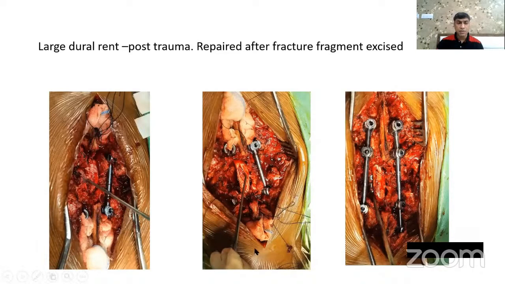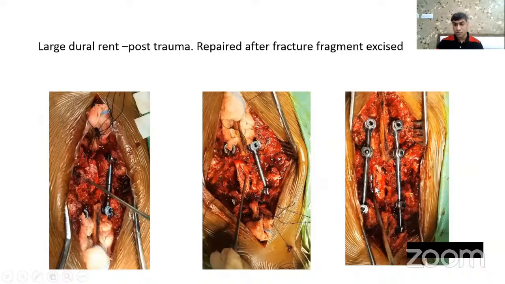Now in another case, this is a post-traumatic one. On the left side, as we can see, there's a big rent, and here the edges are ragged. It doesn't seem like we'll be able to approximate them. So, as per the plan of the surgery, this was covered with patties. We removed the anterior burst fragment, the retropulsed fragment, because of which the stretch over the dura decreased, and then the edges were approximated properly and the repair was done, as seen in the extreme right picture.